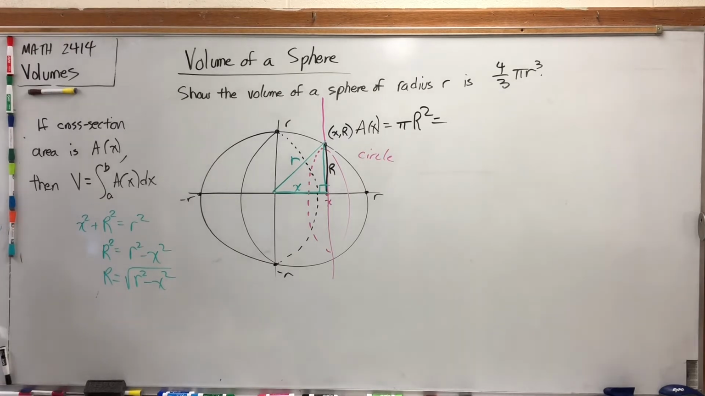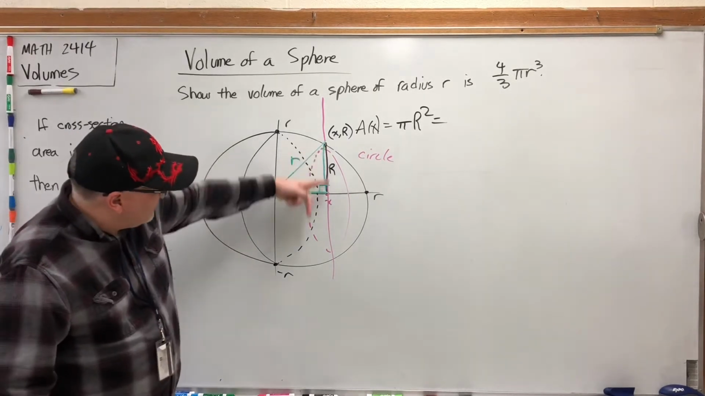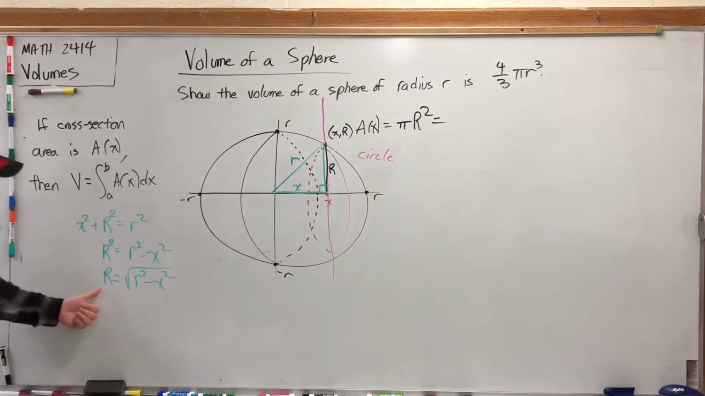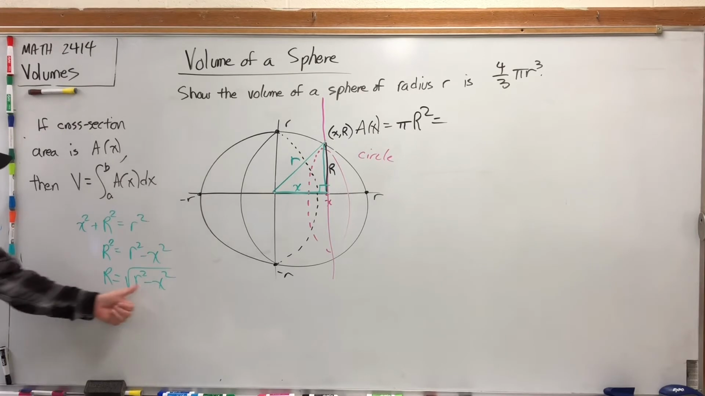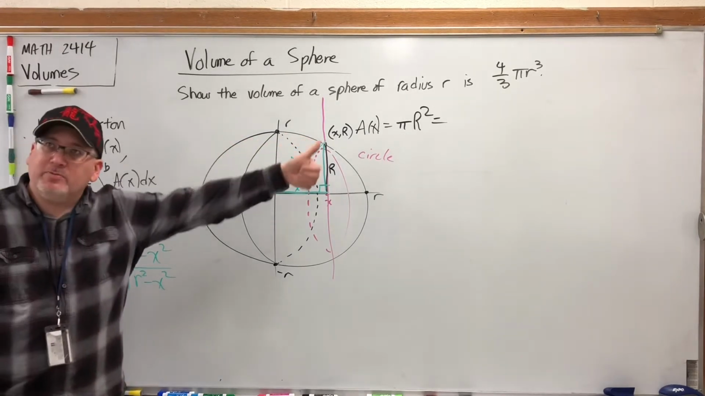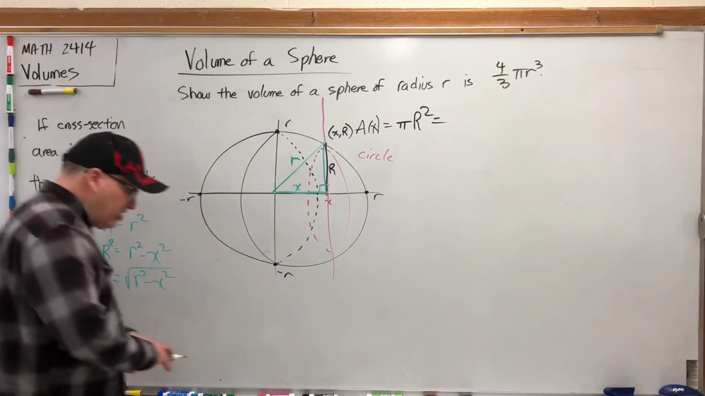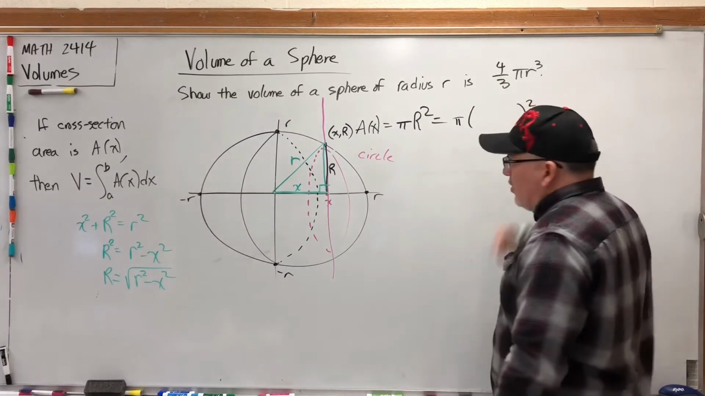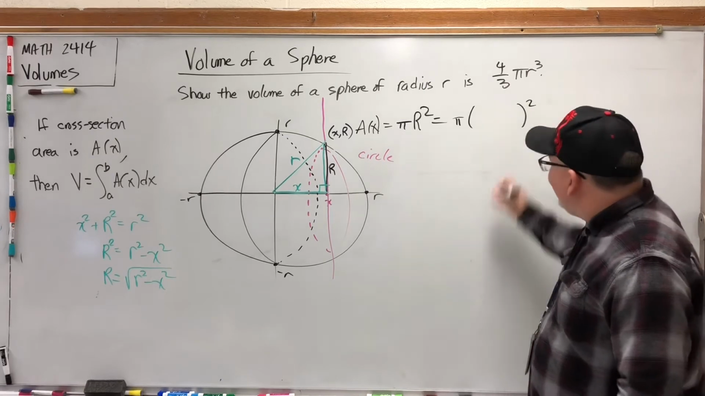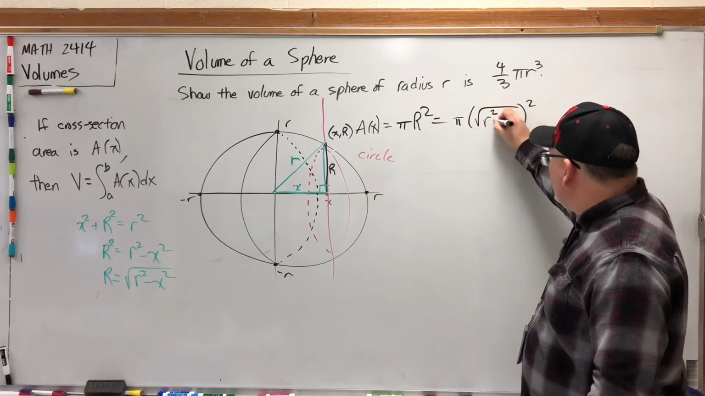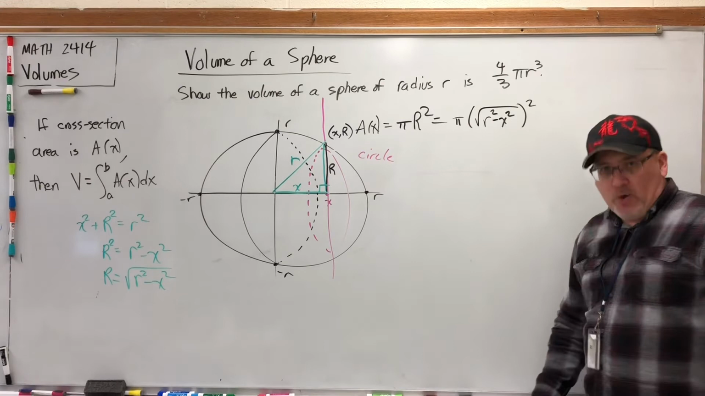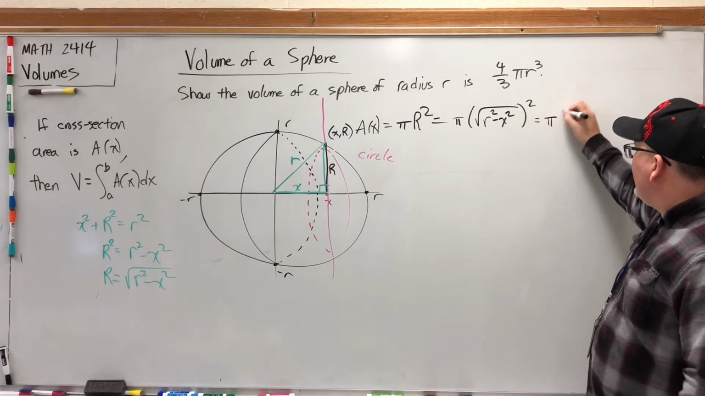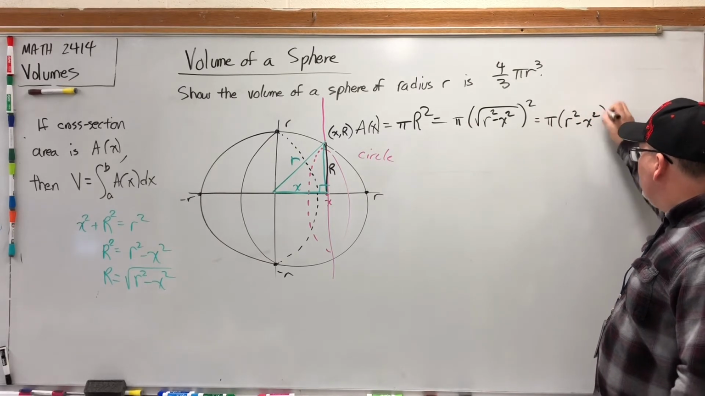Okay, well that's convenient. I now know how big this radius is if you tell me where to cut it on the x-axis. So now I can take this expression for capital R and substitute it into my formula for the area of the cross-section. Instead of pi times capital R squared, it's going to be pi times the square root of little r squared minus x squared, squared. But the square cancels the square root, and we get pi times r squared minus x squared.